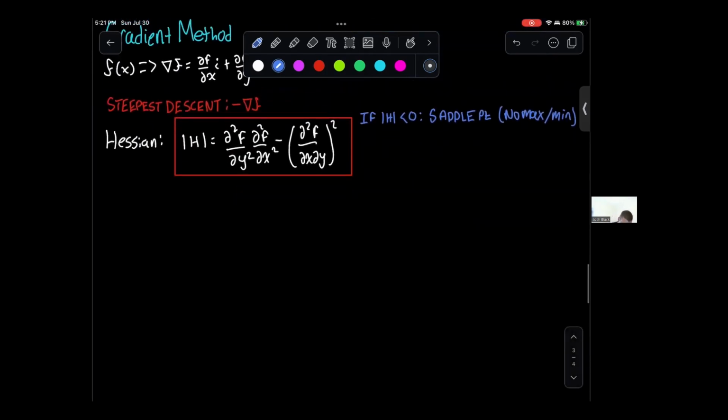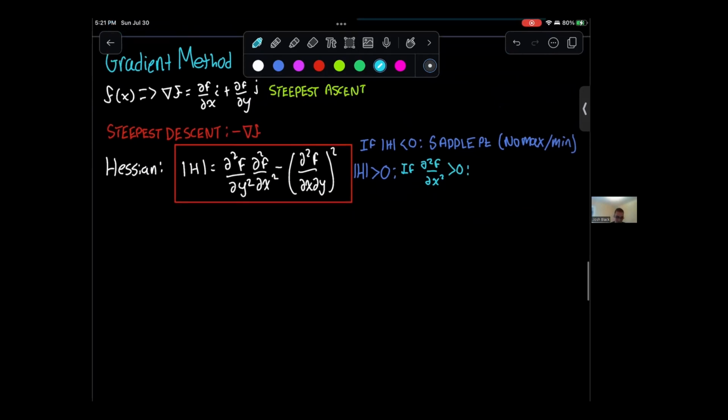Now, the Hessian for these next criteria has to be equal to 0. From here, if the second derivative with respect to x is greater than 0, just like in one dimension, you got yourself a minimum, because of the same reason. If the second derivative with respect to x is less than 0, well, you got yourself a maximum. The same rule applies.